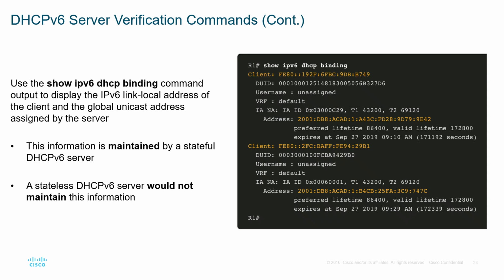Show my bindings. Use the show ipv6 dhcp binding command to display the IPv6 link-local address of the client and the global unicast address assigned by the server. This information is maintained by a stateful server only. It is not maintained by a stateless server. So here, show my bindings. I see my client link-local address. I know this because it is FE80. I see my GUA because it starts with 2001. Okay, so this is your binding of your link-local address to your GUA.